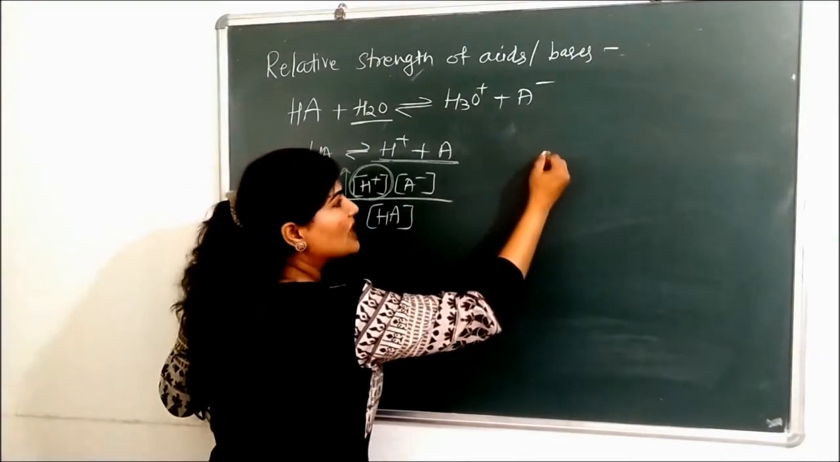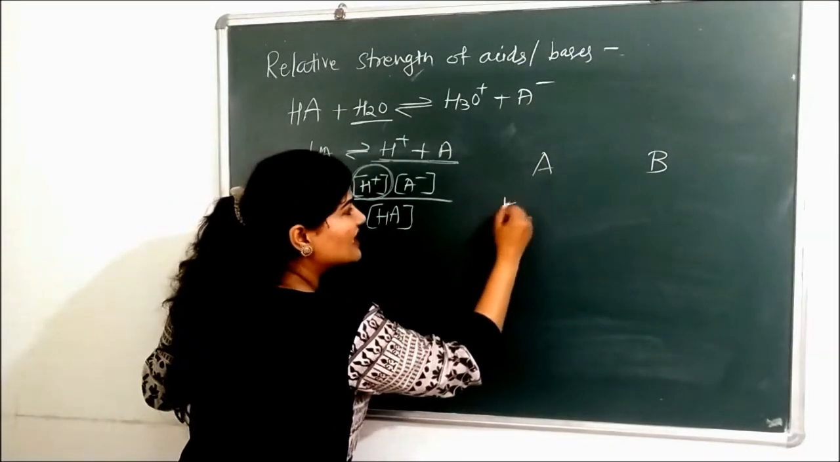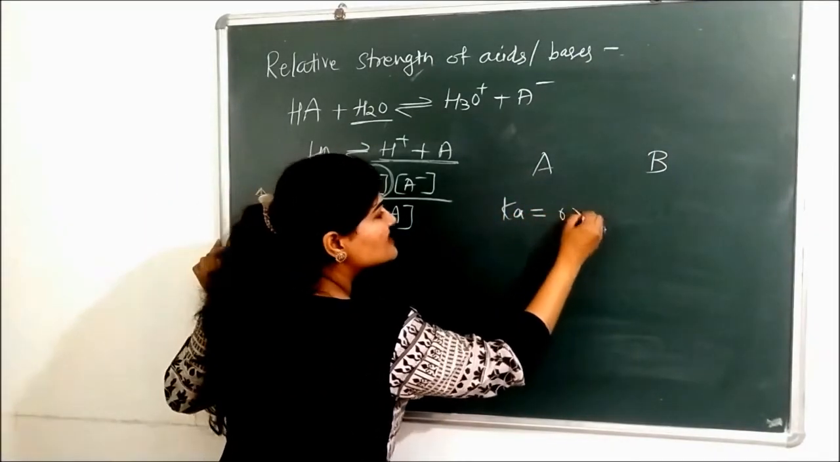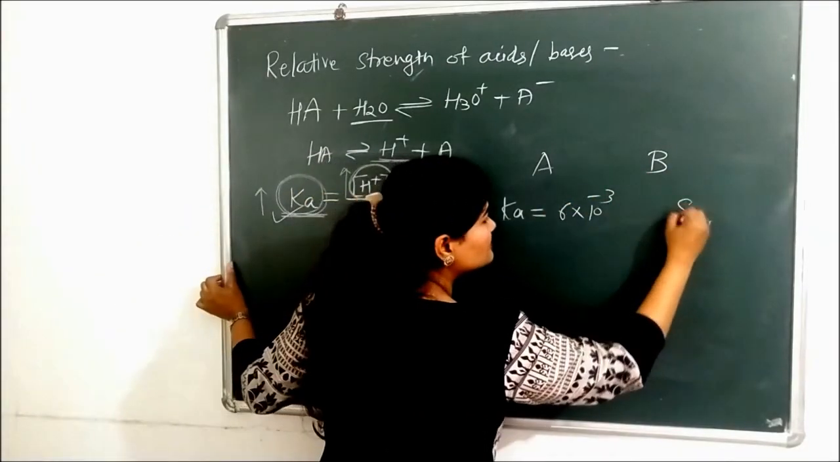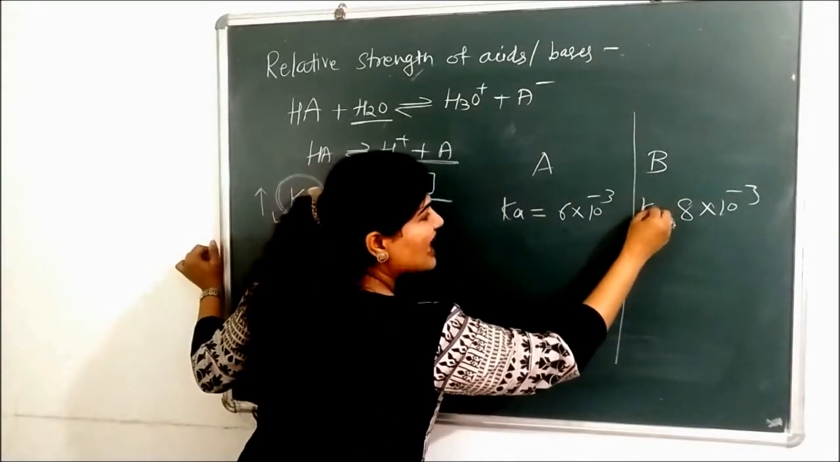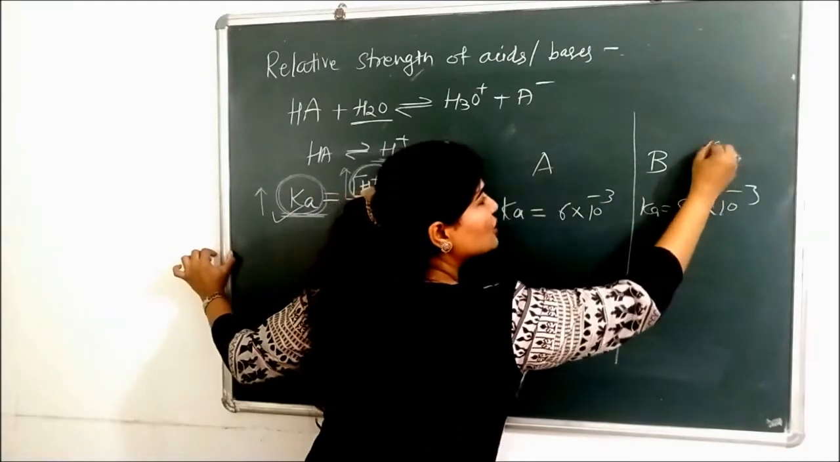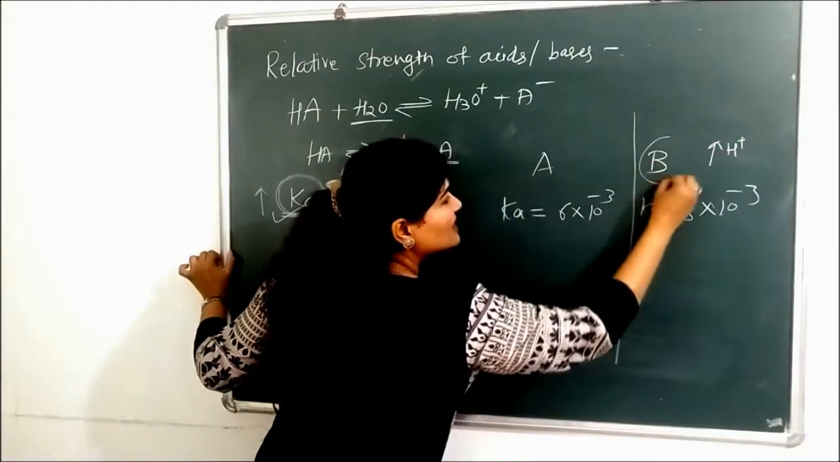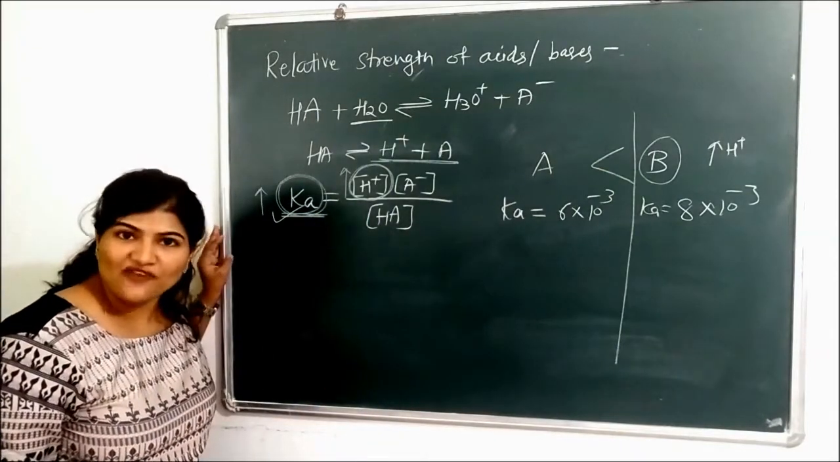So if you have two acids, acid A and acid B, and you know that the Ka for this acid is 6 into 10 raised to minus 3 and the Ka for this acid is 8 into 10 raised to minus 3, you clearly know this acid has the higher Ka. Higher Ka means this acid is producing a higher number of H+ ions. So B is stronger than A. This is what the relative strength of an acid is.